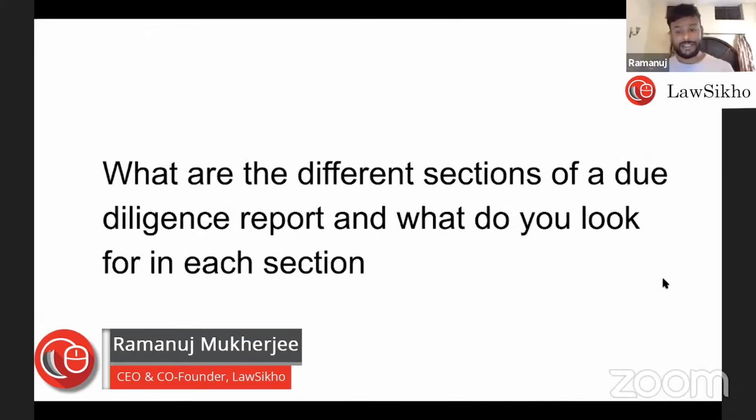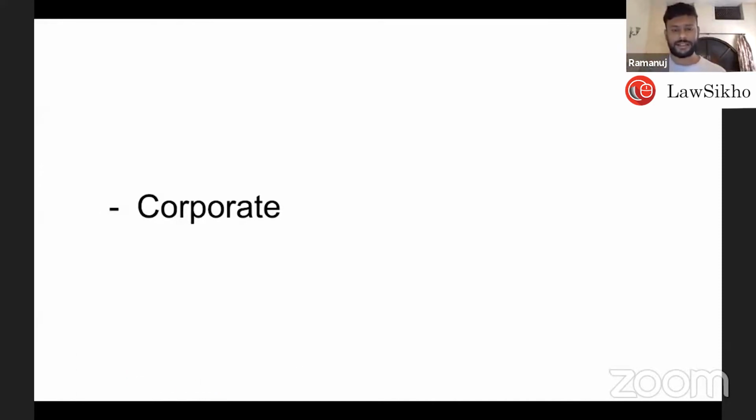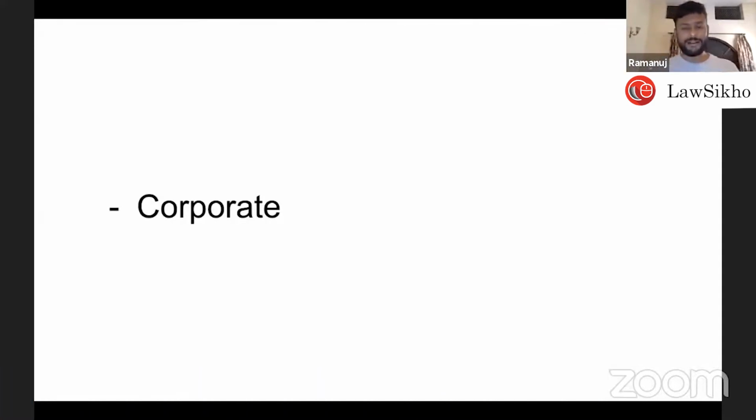So what are the different sections of a due diligence report and what do you look for in each section? Very important to understand, right? So in the corporate section, you see whether the registration is proper, whether the directors, what are their DIN numbers? Is it following all the company law? Is it properly valid? Does it have a registration certificate which is valid? Does it have all the secretarial work under the Companies Act? Is it following, right? So all of that will be disclosed in this section.